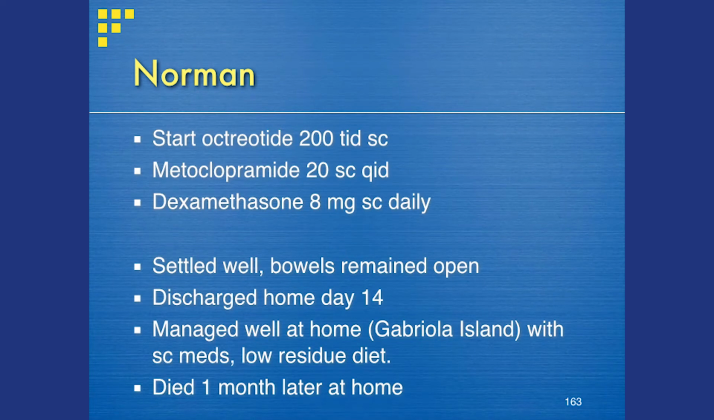So with Norman, we started octreotide, metoclopramide, and steroids. This worked really well. His bowels remained open. He was in our unit for 2 weeks. Then he wanted to go home to Gabriola Island. We sent him home with the same medications and a low residue diet. He was actually eating a little bit. And he lived for a month at home.